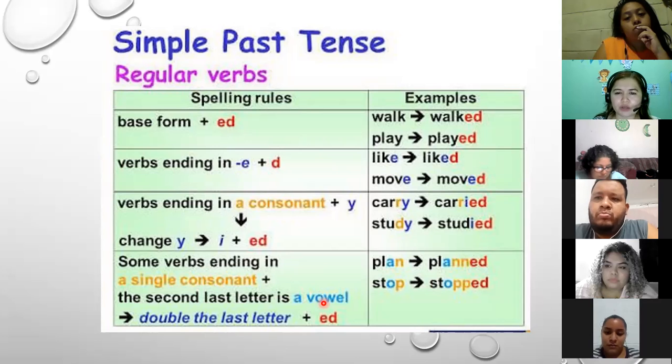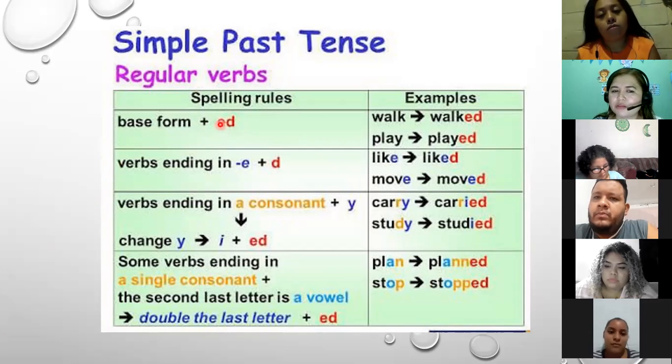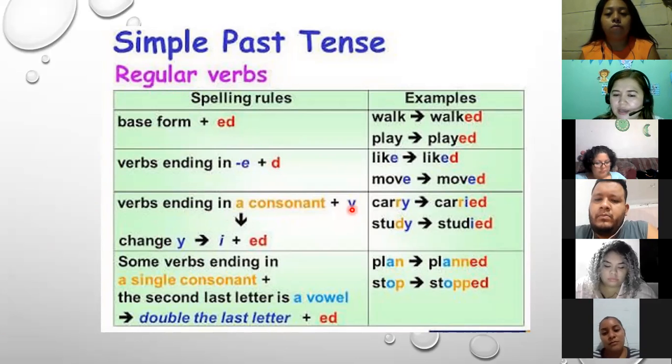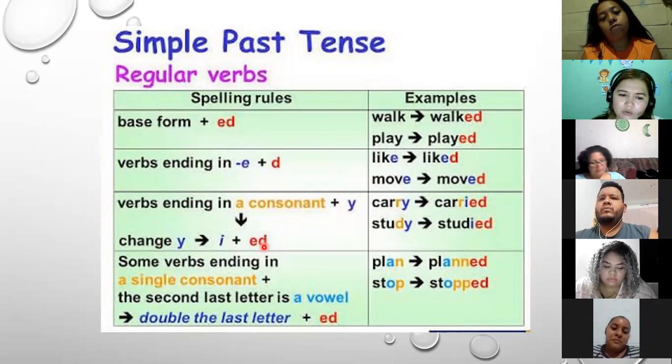No? Okay, so remember, si el verbo termina en la forma base, normalmente yo le voy a agregar una ed al final y ya lo tengo en pasado, right? Si el verbo termina en letter e, ya no le agrego la ed porque ya tengo la e, solo agrego la letter d. Now if the verb ends in a letter y, I have to change the letter y into a letter i plus the ed. El ed siempre se lo voy a poner cuando ya le haya cambiado la y into i.